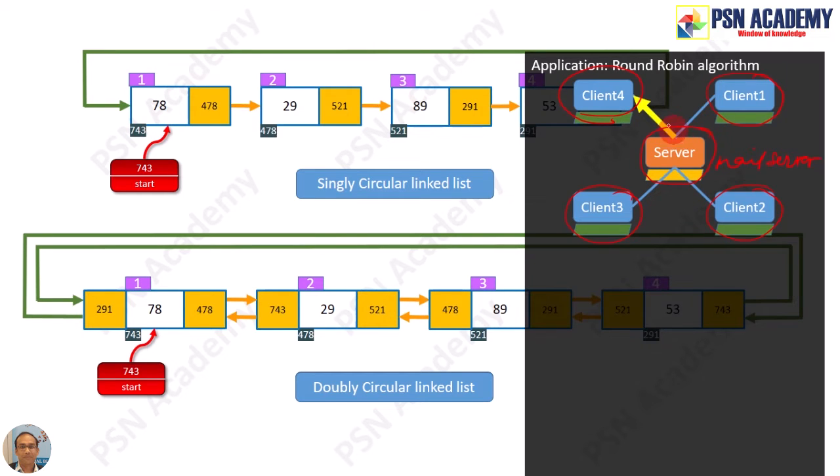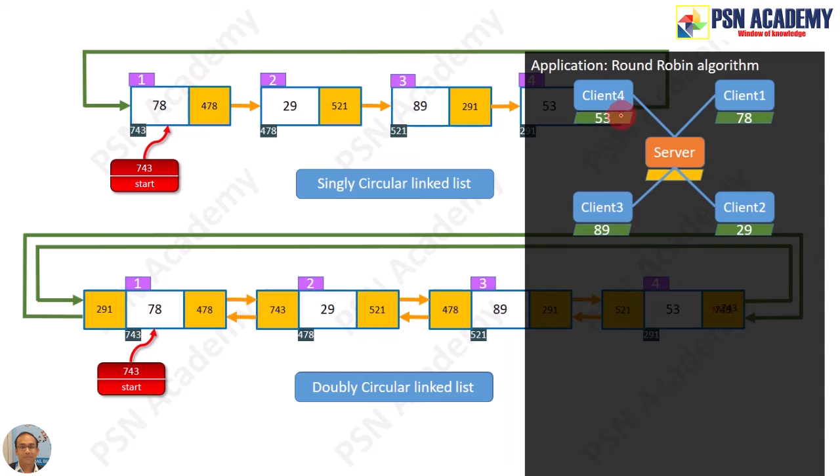Now the thing is that the server does this job so fast that each of the clients thinks that the server is only serving his machine. But actually it's not. The server changes the service from client 4 to client 1 to client 2 to client 3, again back to client 4 so fast that it appears that it is actually serving all the clients at a time. So this is the idea of round robin algorithm. Now let us see here how it can be applied.